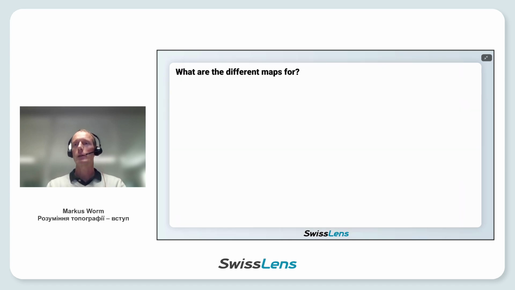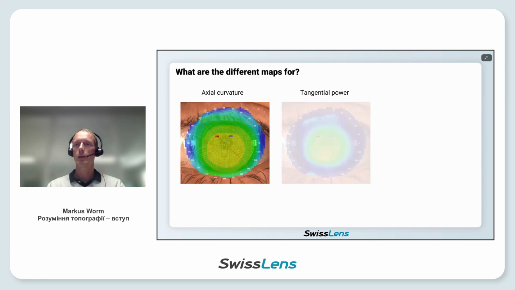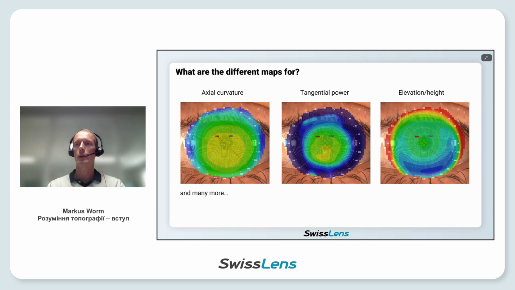I'd like to start with a question for you. What are the different maps for? And I mean these different charts, plans, or let's call them maps, like axial, tangential, elevation map, and many more. Finally, every map gives us different information.